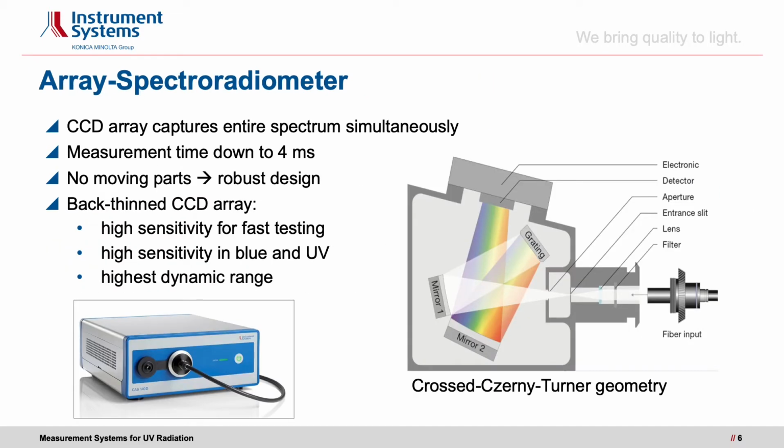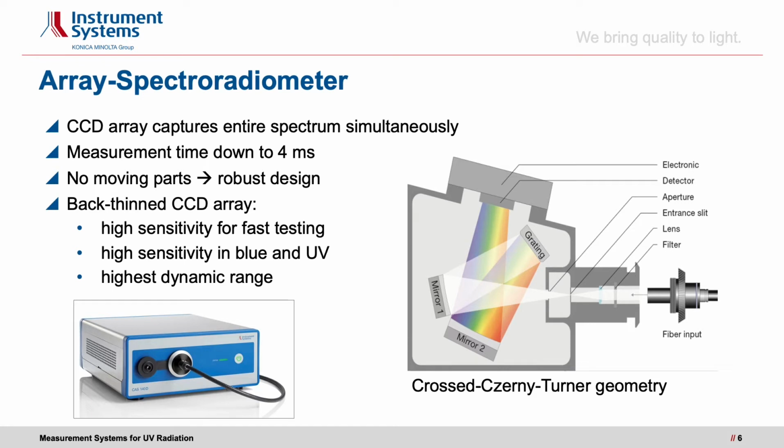The big advantage of the use of the array spectrometer is that the CCD array detector inside captures the entire spectrum simultaneously. Therefore, very fast measurements down to 4 milliseconds can be performed. Since there are no moving parts in the spectrometer, it is a very robust design even for the usage in the production lines. On the right hand side, we see the geometry of the so-called crossed Czerny-Turner spectrograph.